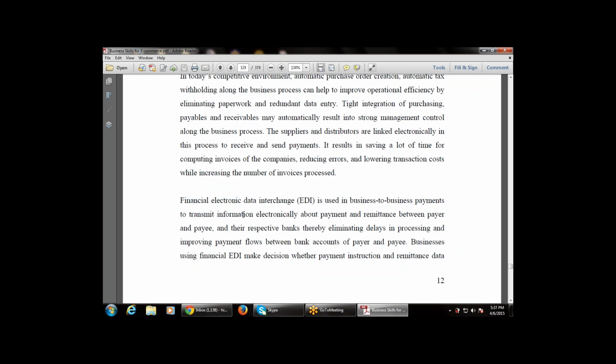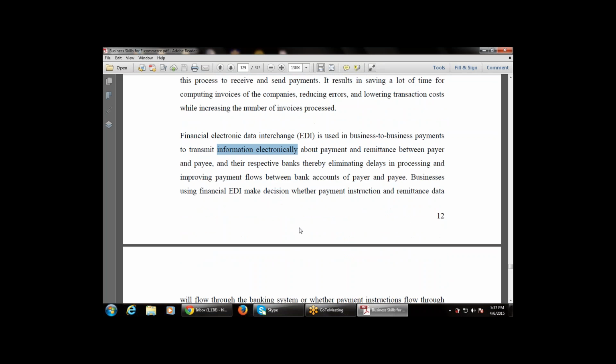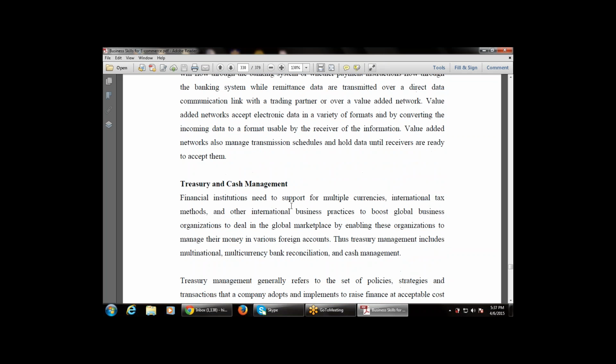The financial EDI, that is the financial electronic data interchange, is used in business-to-business payment to transmit the information electronically about the payment. That is, every piece of information related to the business is covered under the EDI, the electronic data interchange. Now the next management is treasury and cash management.